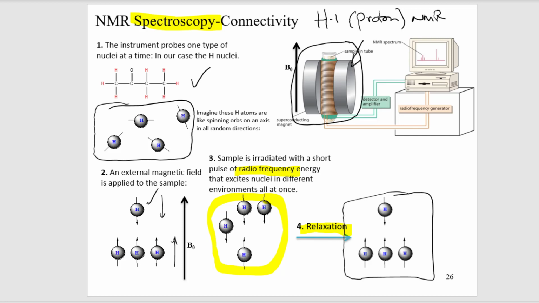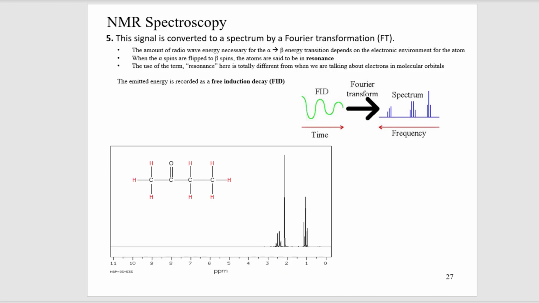Okay, so what's that going to do? Well, there's a lot that goes on behind this black box, okay? Like I said, I could spend an entire year talking to you guys about NMR spectroscopy and all the varied things you can run on it. But the long and short of it is summarized in number 5. So what happens during that relaxation is that the signal is converted to a spectrum by Fourier transformation, or FT.